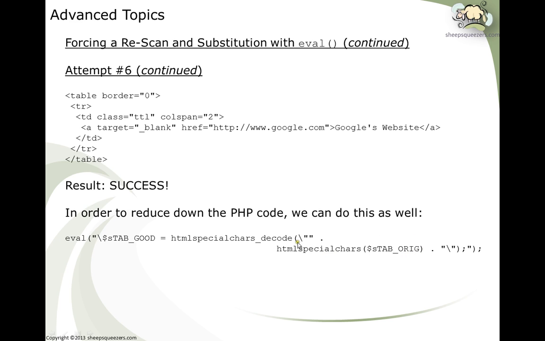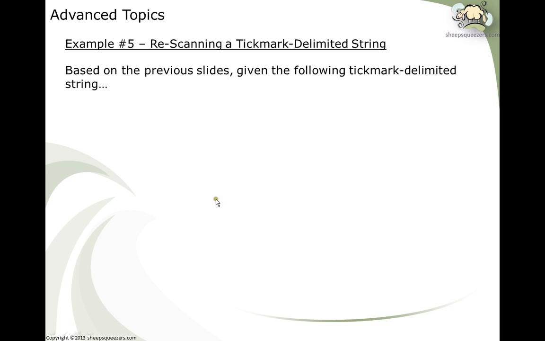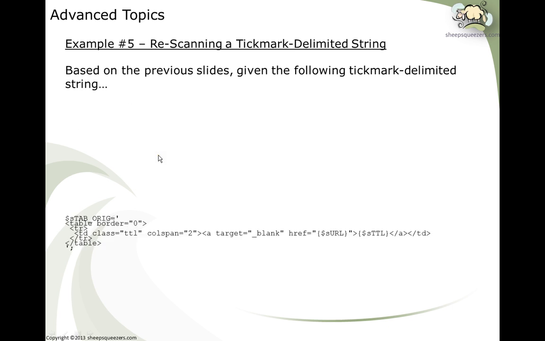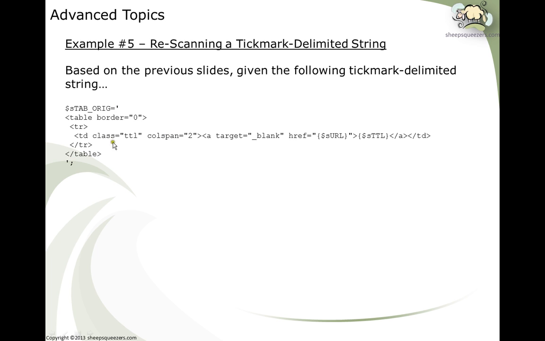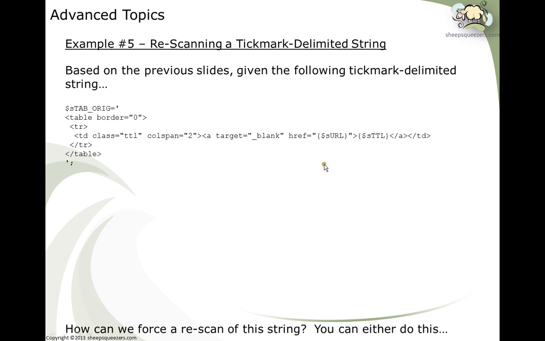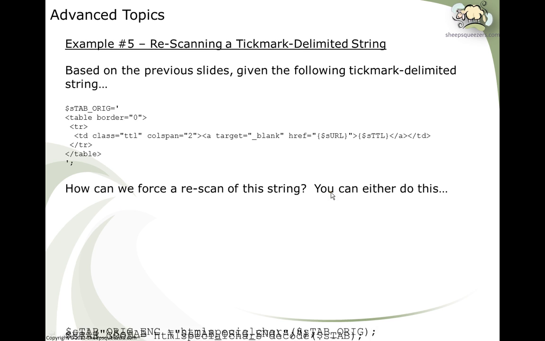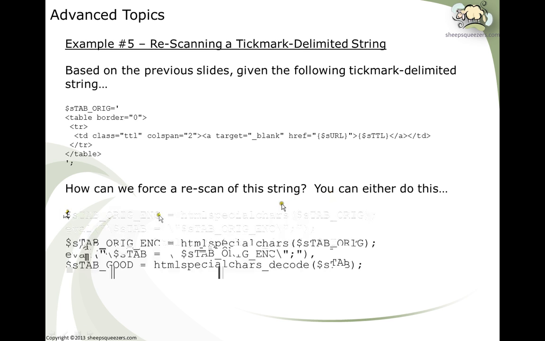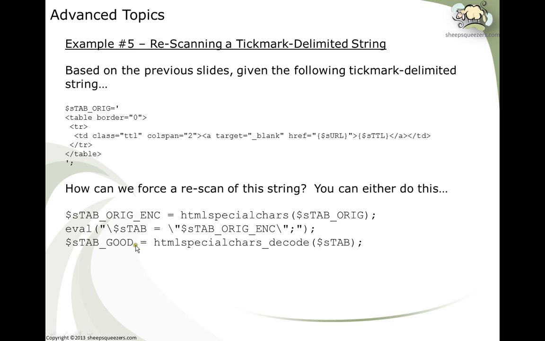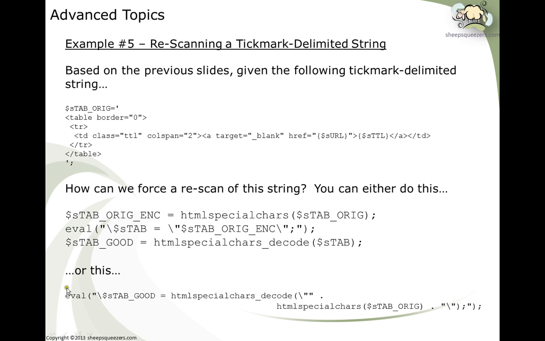I'll let you ponder this. This is equivalent to the result of attempt number 6. So example 5, basically a rehashing of the goodness of attempt number 6 based on the previous slides, given the single-tick string with the complex substitution here and here. How can we force a rescan of the string? You can either do this using these 3 lines: encode the string using htmlspecialchars, do the eval, then force a decode, and then you wind up with your replaced string, which is good. Or you can do the rather complex single line like that.